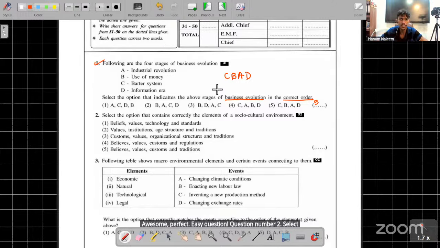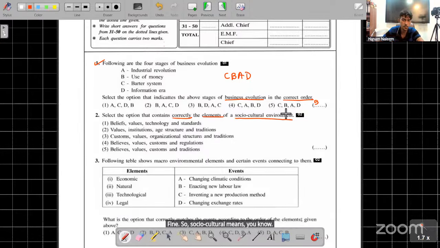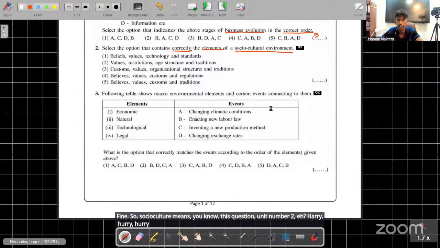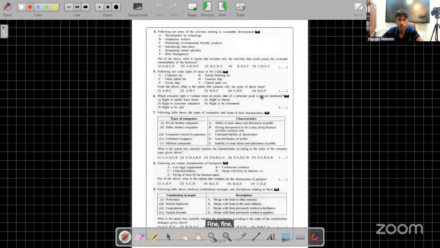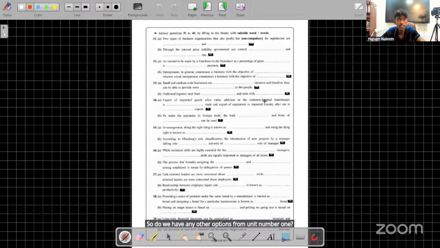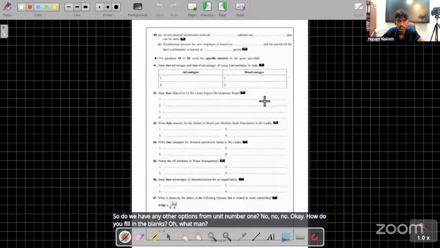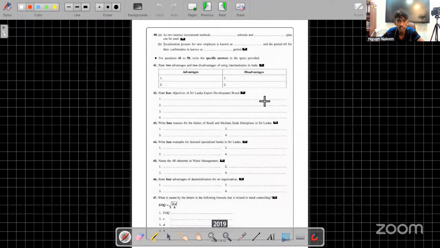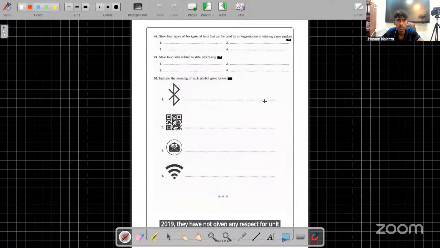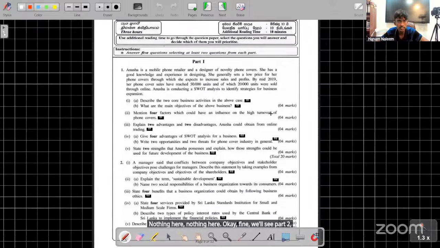Question number 2. Select the option that contains correctly the elements of socio-cultural environment. So socio-cultural, you know this question, it's from unit number 2. Do we have any other options from unit number 1? No. Okay, fill in the blanks. In 2019, they have not given any questions for unit number 1. Nothing here. Okay, fine. We'll see part 2. Maybe they'll catch us there.